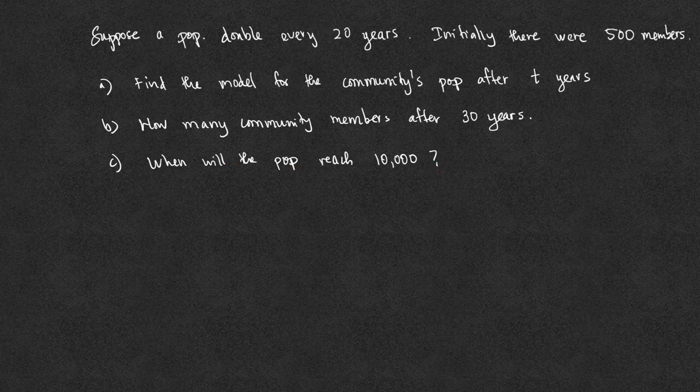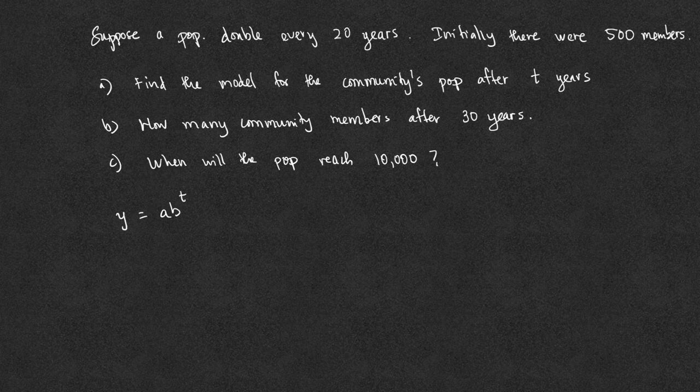For part A, we are asked to find the model, which is a formula for the population. Population growth, especially when proportional, is an exponential model. In this case, we will start with the basic model, y equals a b to the t power, where y is the population and t is the number of years.